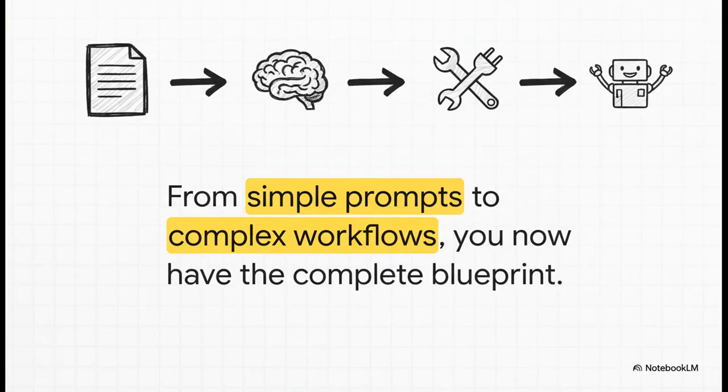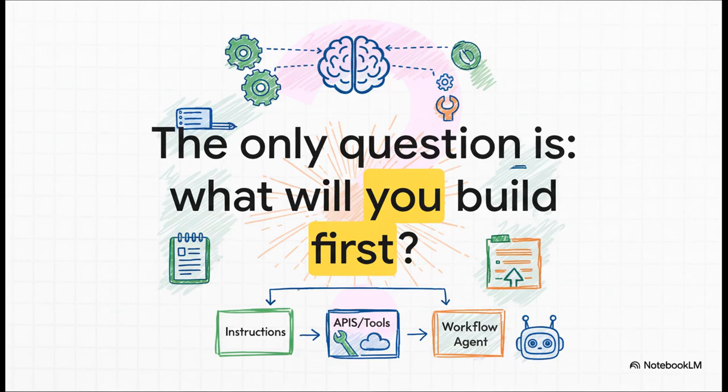So let's just quickly recap. We went from writing a simple, clear prompt to build the brain, to giving it superpowers with tools, and finally, putting it all together in a complex workflow. You now have the complete blueprint for building an AI agent. So that's the blueprint, from the core idea right to the final assembly. Now that you've got the fundamentals down, there's really only one question left, isn't there? What will you build first?